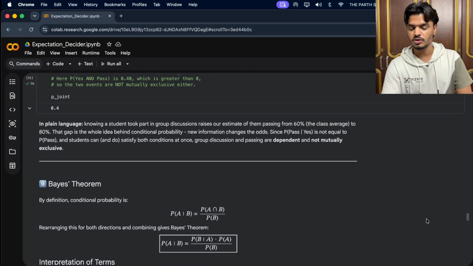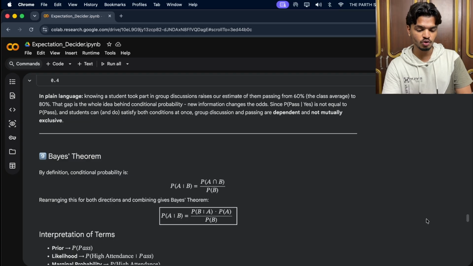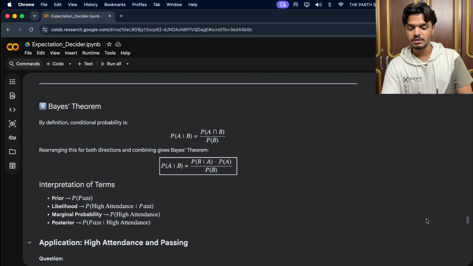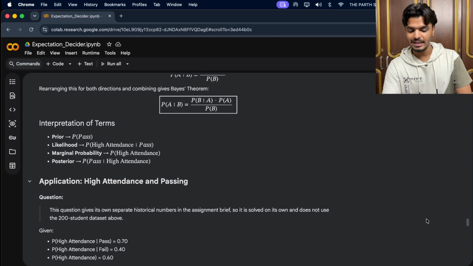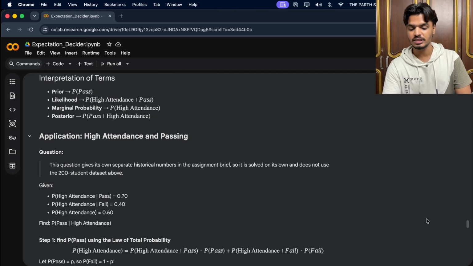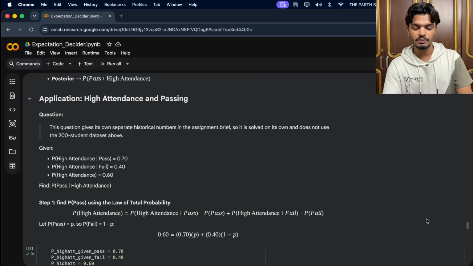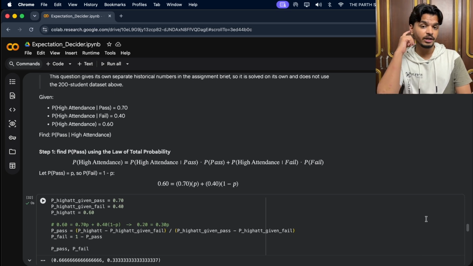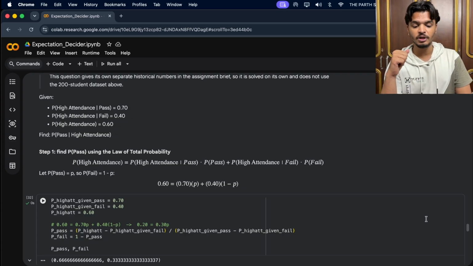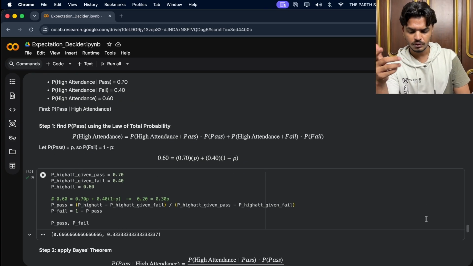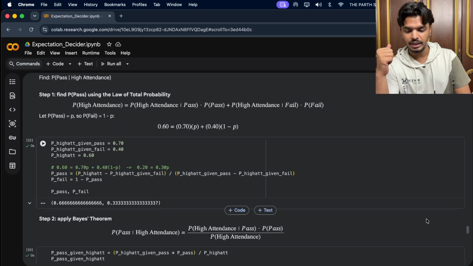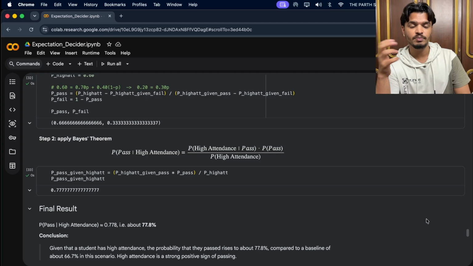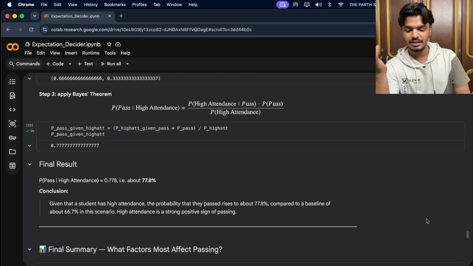Using its own separate numbers straight from the assignment brief, 70% of students who passed had high attendance, 40% of students who failed also had high attendance, and 60% of all students had high attendance. I first used the law of total probability to work backward to a baseline P(pass) of about 66.7%. Then I plug that into Bayes' theorem formula to get P(pass given high attendance), which comes to about 77.8%. So high attendance generally pushes up the probability of a student passing.